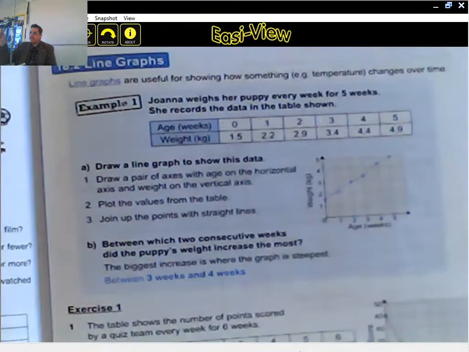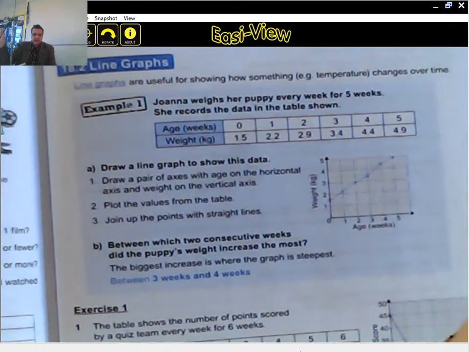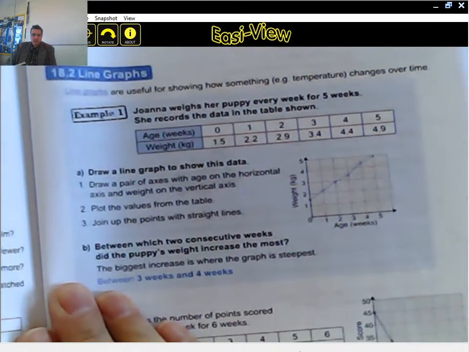Okay, hello Year 7, it's our time, or will be our time, after break, won't it? So let's just pretend it's after break. Let me prep you for the next bit.